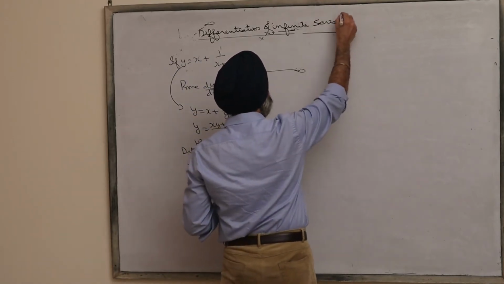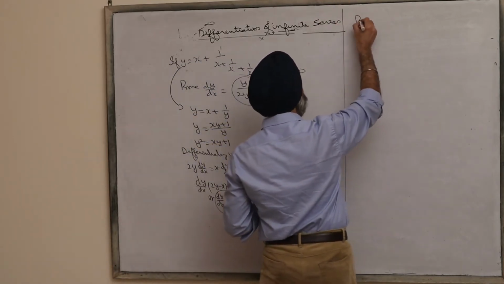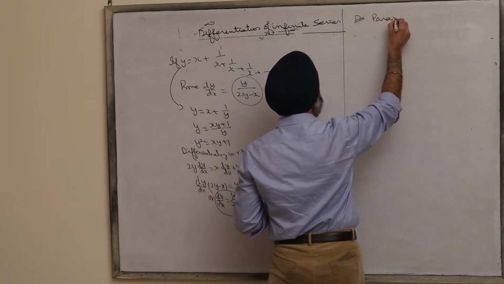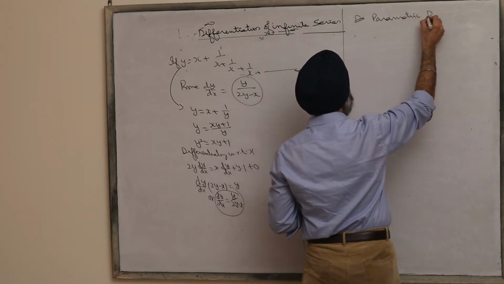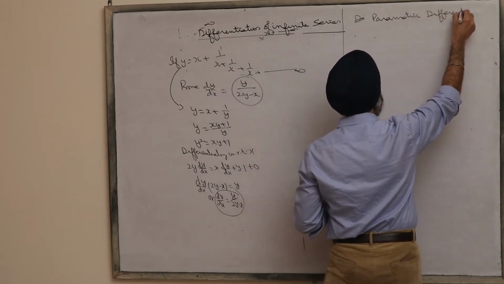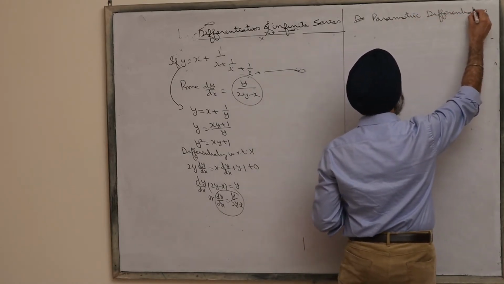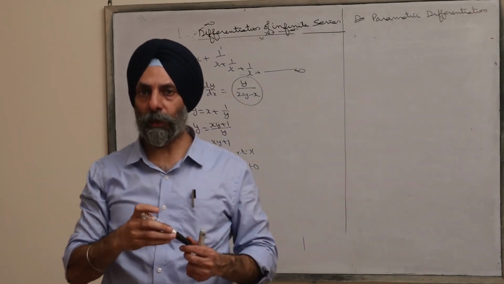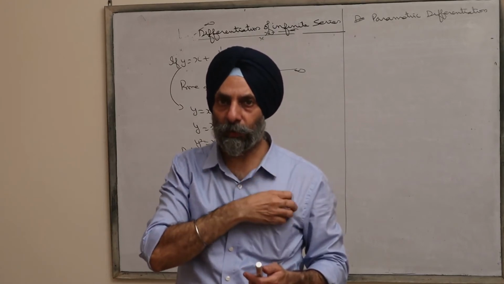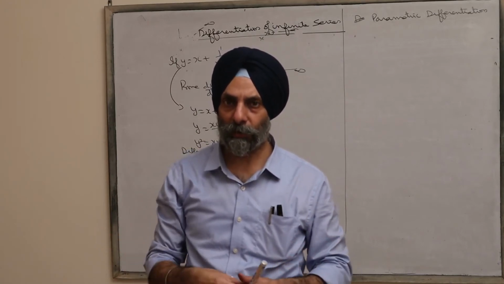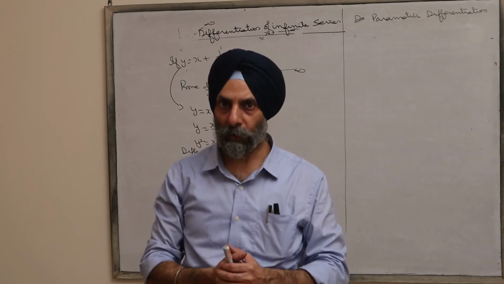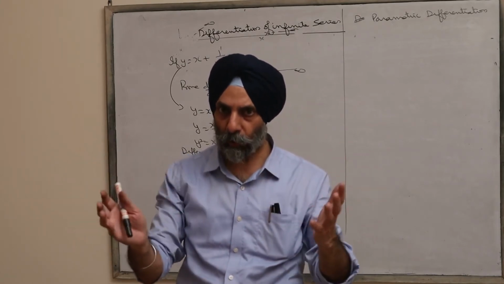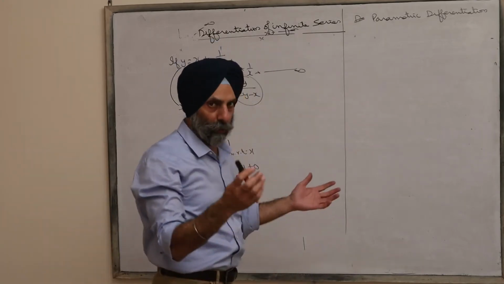Now next is parametric differentiation. What do you mean by that? So for example, some curves or functions are sometimes written in terms of a parameter. So how to differentiate them? They are not constants, they are parameters. They can take any value within their domain. So what do you mean by this?